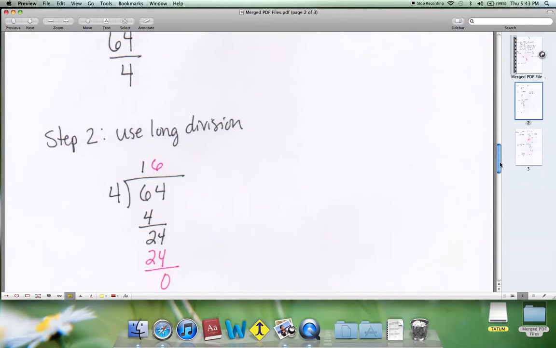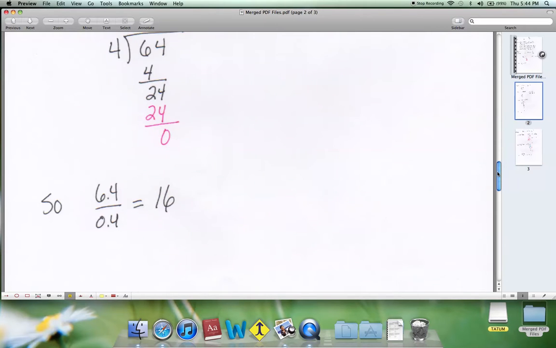So we have 4 into 64. 4 will go into 6 one time. 1 times 4 is 4. 6 minus 4 is 2. I bring down my 4, and now I have 24. How many times will 4 go into 24? 6. 6 times 4 is 24, and we're finished. So our answer is 16. 6.4 divided by 0.4 is 16.